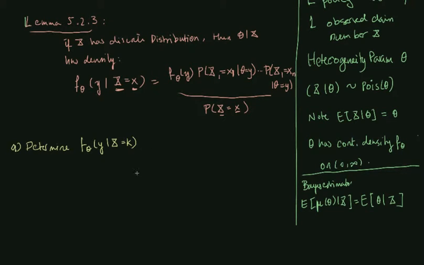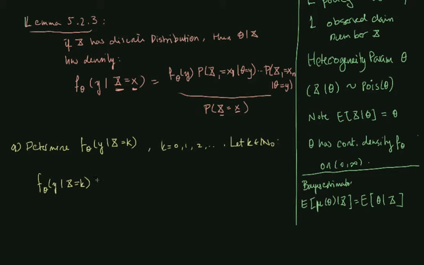So in A, we want to determine the conditional density of theta given that x is equal to k, where k can be some non-negative integer, 0, 1, 2, and so on. So let's try to find this by using the lemma 523, the conditional density of y given that x is equal to k. Let k be some non-negative integer, right?